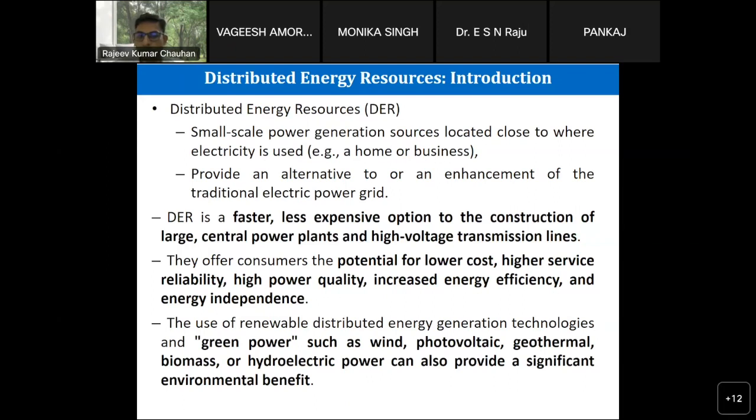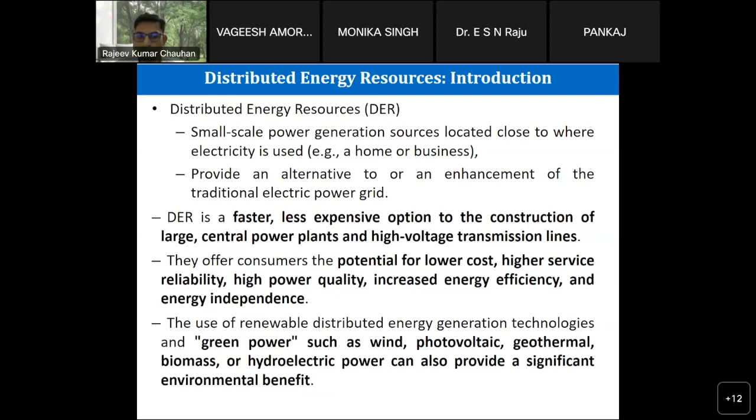Since we are integrating these small scale power generation units or DERs at the distribution level, we can avoid the losses in primary transmission, secondary transmission, and primary distribution. So we will have lower cost, higher service reliability, higher power quality, increased energy efficiency, and also energy independence. We don't need to completely depend on centralized power generation, since we have power generation at the distribution level.